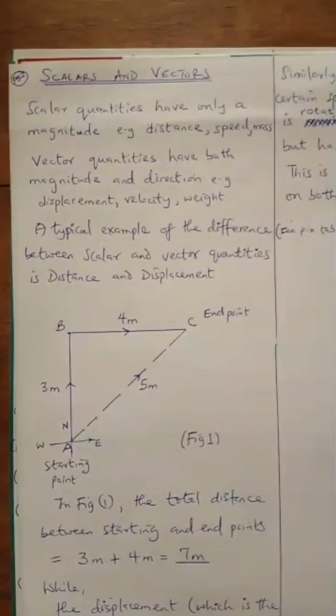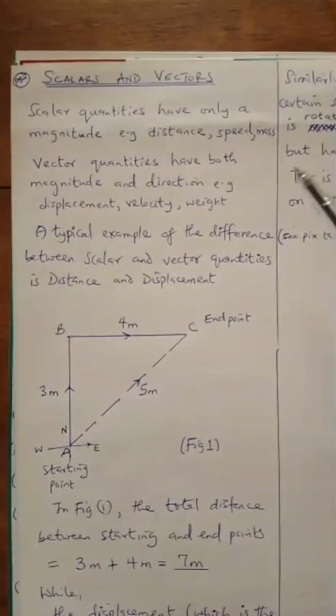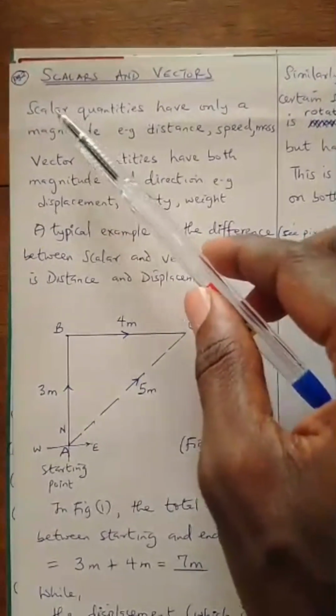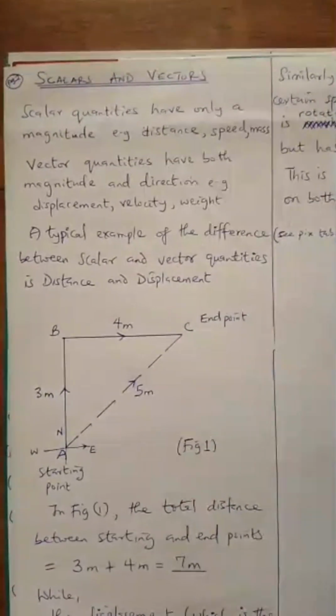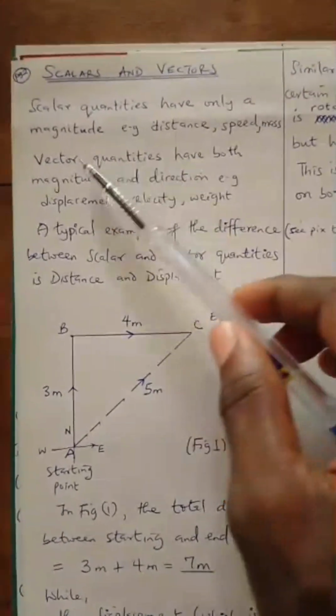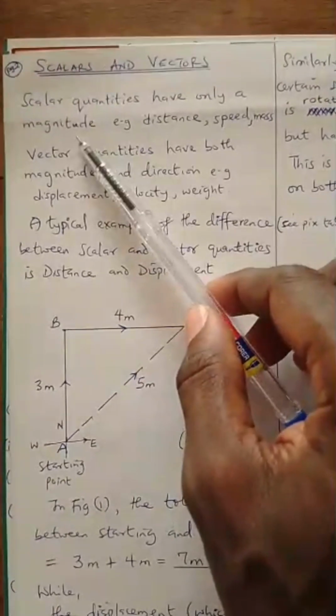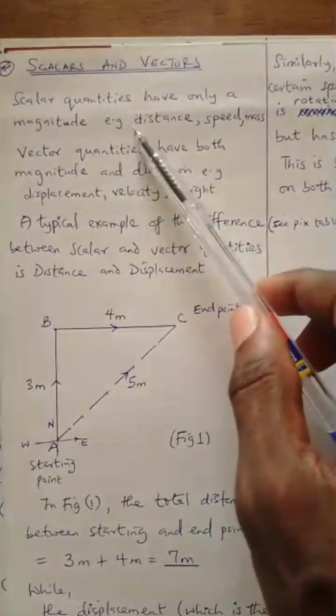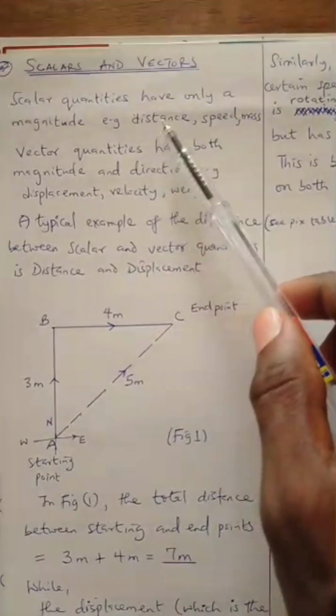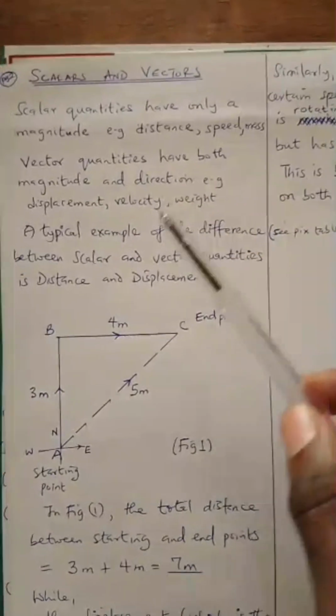So scalars and vectors is a very important topic. Let's jump right into it. Scalar quantities. What are scalar quantities? Scalar quantities have only a magnitude. Examples of scalar quantities are distance, speed, and mass, just to name a few.